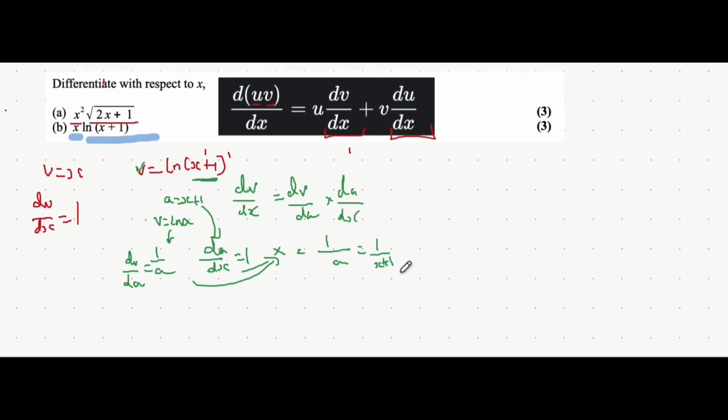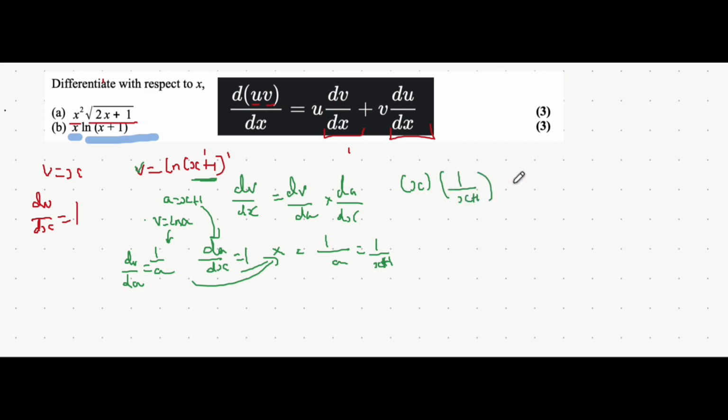I think that was the hardest part of the question. From there, you just put into the right hand side of the equation again. So you have u, which is x, multiplied by dv dx, which is 1 over x plus 1. And then plus v, which is ln x plus 1, all multiplied by du dx, which is just 1. Again, you can't really go too far with this. You can, I guess, multiply the tops of these two fractions to get x over x plus 1. But that second term, you just leave it as it is. And that's everything for this question.